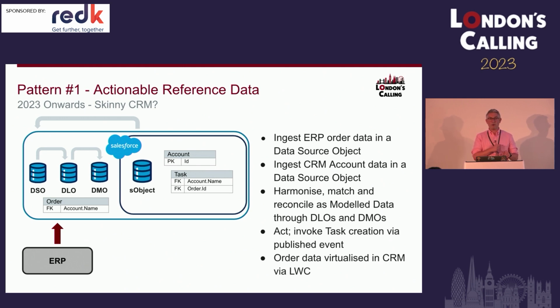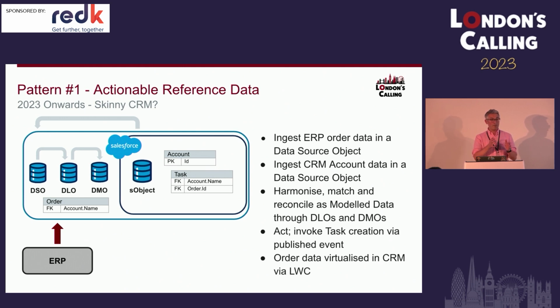In the DLO, we are going to combine the data sets of the account and the order to be able to reconcile them. And then we're going to produce 2 DMOs. DMO 1 is going to be a list of all of the tasks that we need to create, and DMO 2 is going to be a list of all of the orders. What I'll do with these 2 DMOs is slightly different.